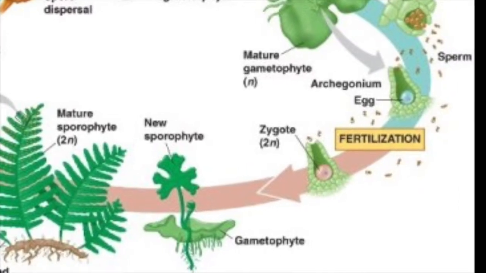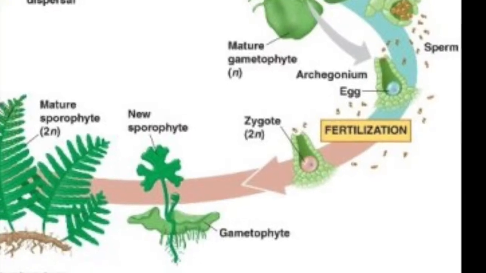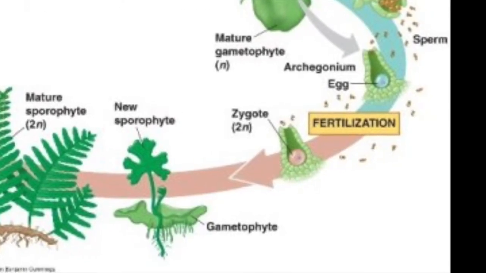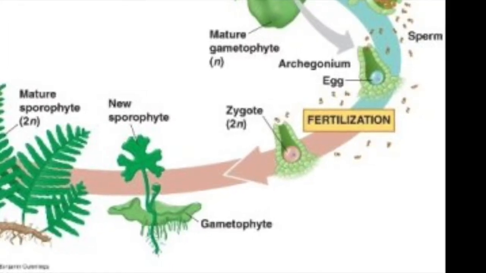A zygote is the diploid cell that forms when the male and female gametes fuse together, otherwise known as fertilization, which was explained earlier. Once the zygote forms, the alternation of generation then starts all over again.